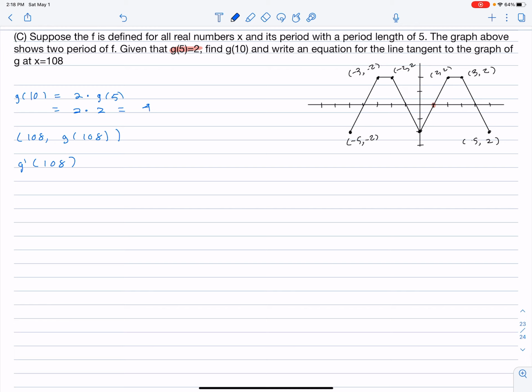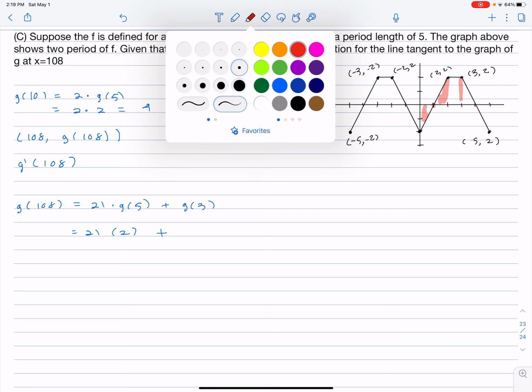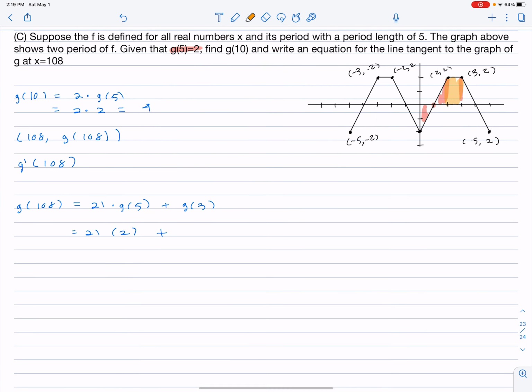So I think you guys would agree g of 108 is going to be equal to, if I take 108 and divide it by 5, because those are all the periods, I think it's 21. So I'm going to get 21 times g of 5 plus that remainder, so plus g of 3. Okay? So in other words, I get 21 times g of 5, which was 2, plus g of 3. I don't know if we've already done this before, but it's this plus this, which is 0, plus this, which is 2, right?